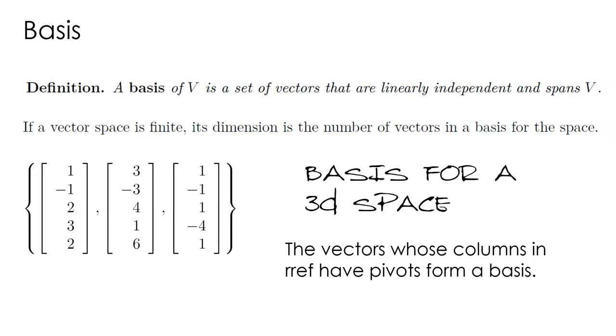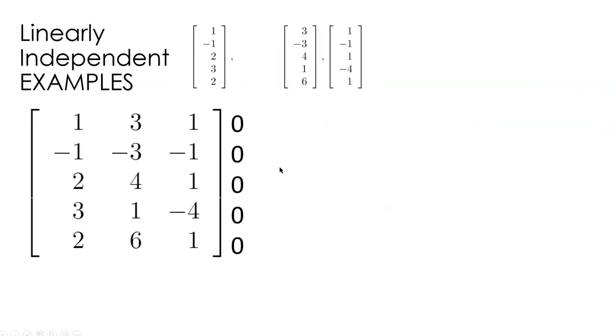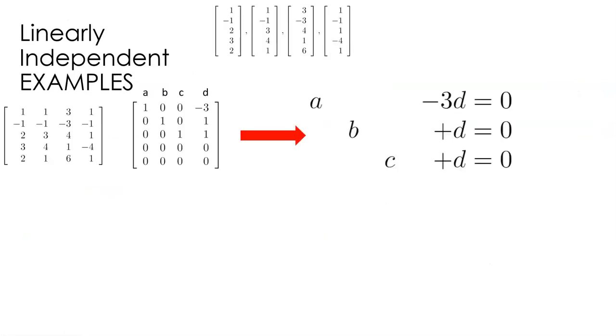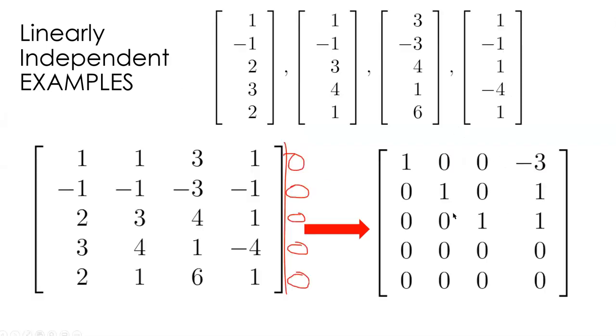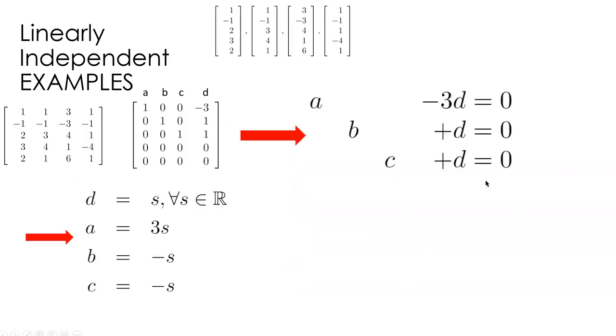The vectors whose columns in row-reduced echelon form have pivots form a basis. The ones with pivots are the ones that are linearly independent. So let's go back up here. Way back here. Looking at this, there are different subsets of the four vectors that will be linearly independent, but having squished these four together, I know that the first three are linearly independent, and this last one can be written in terms of the other three. So the ones with the pivots are linearly independent. The other one is dependent on the others.